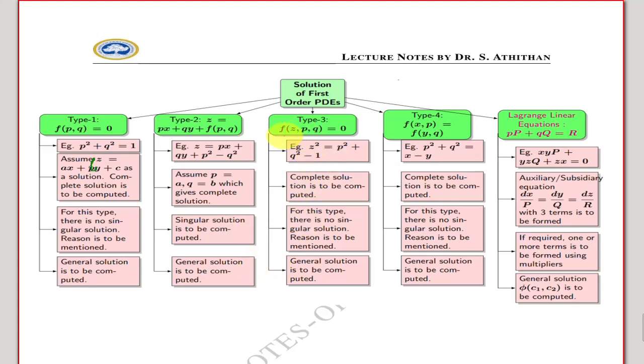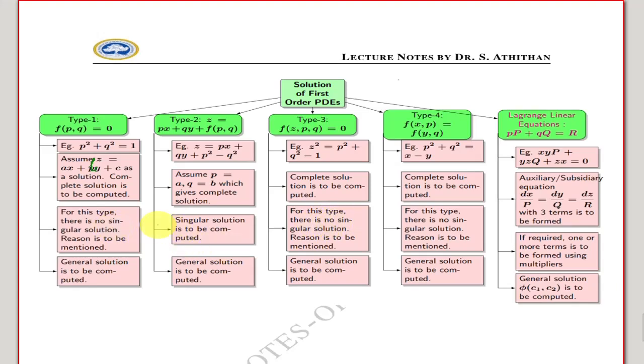Similarly, for the third type, I have given an example for each type here. So z square equal to p square plus q square minus 1 is one of the examples. To find the complete solution, in this type 3, we convert the given PDE to an ODE by assuming u equal to x plus ay. So z will become a function of u. In that way, we will find the complete solution. Then there is no singular solution for this type.